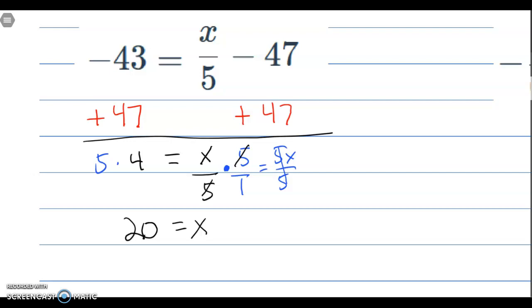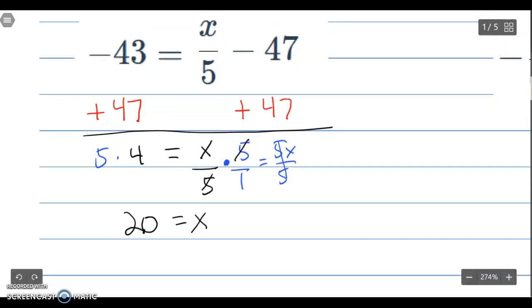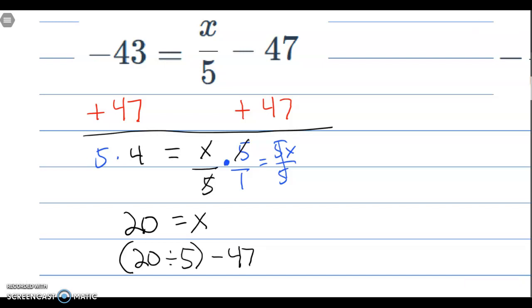Now for my last step, I want to type the 20 in here in the calculator, okay? But it's a fraction, but that's okay. All you got to do is when you type in the calculator, just put it in parentheses. So you got x, well, I don't want to put x. I want to put 20 divided by 5, close parentheses, and then minus 47. And hit enter, and you should get negative 43.